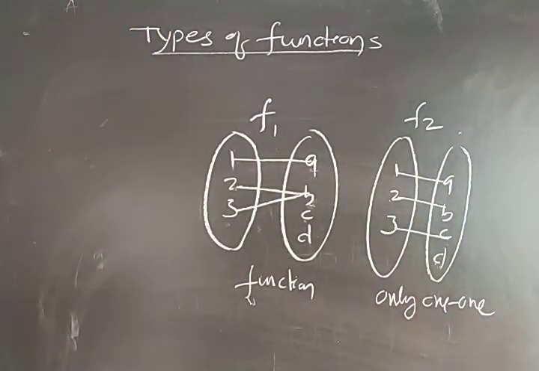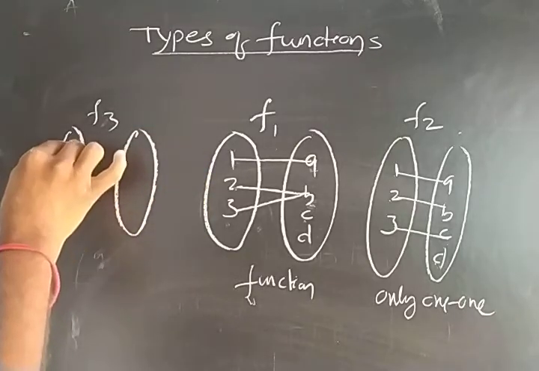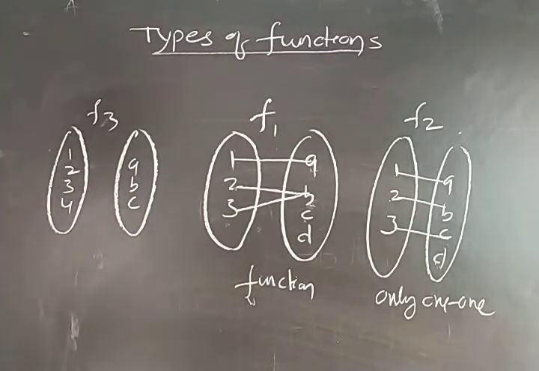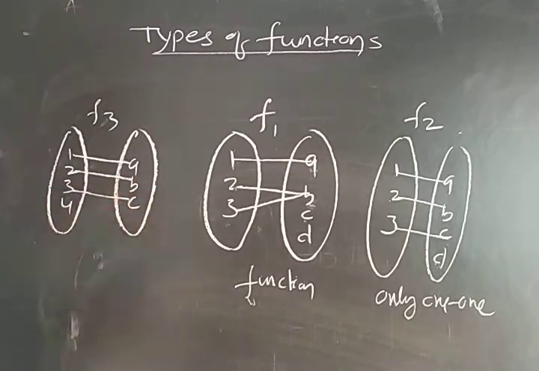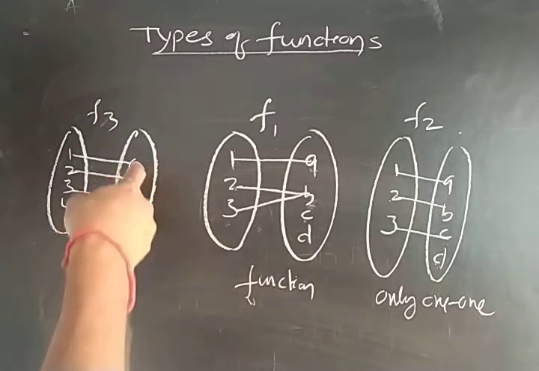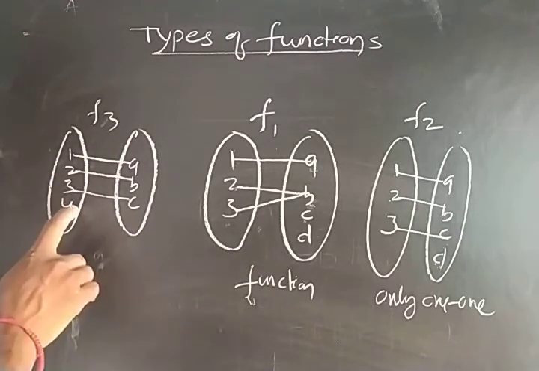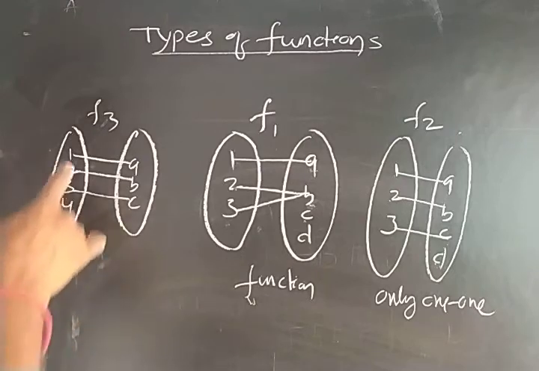Now I am taking an example for onto. This is some domain. This is codomain. 1, 2, 3, 4 and A, B, C. Is this onto? You can say, sir, it is onto. Why? Because every codomain element has pre-images. No, it is not onto. Why? Because first of all, it is not a function. Why is it not a function? 4 does not have any image. If it is not a function, you should not check 1-1 or onto. First of all, it should be a function. So it is not a function.